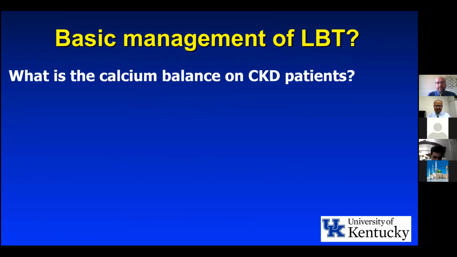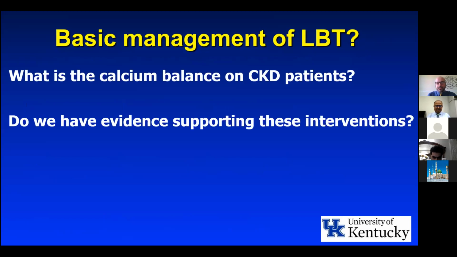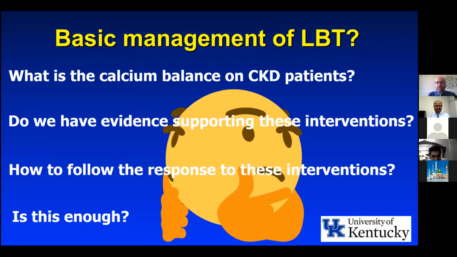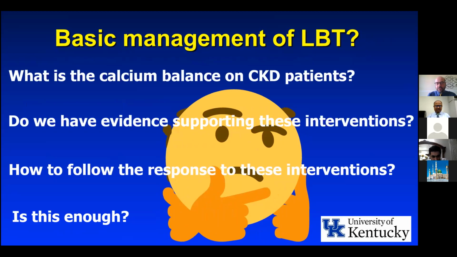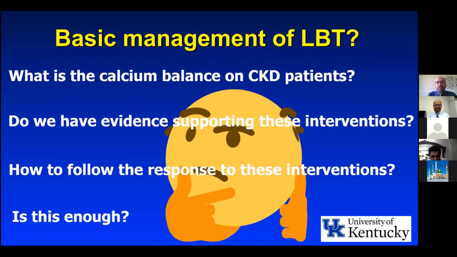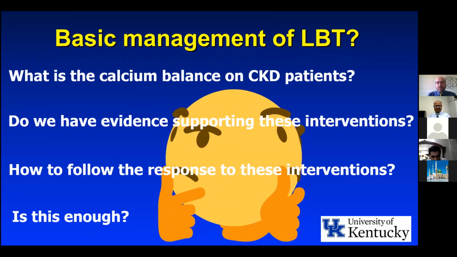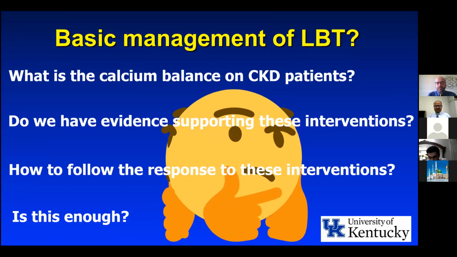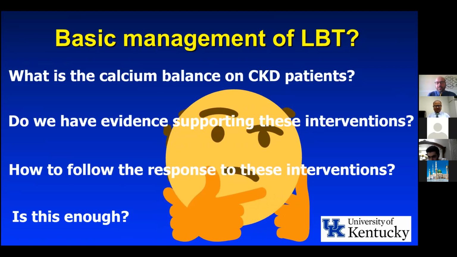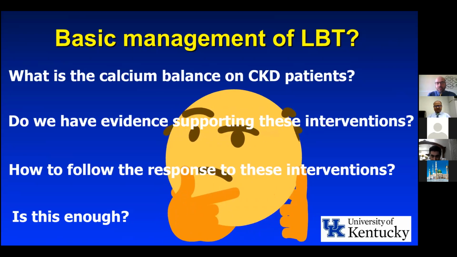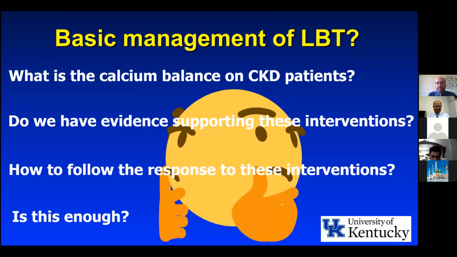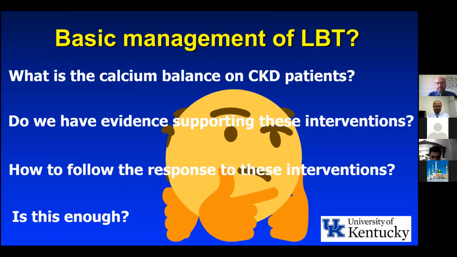Okay, the question is, we have to understand the calcium balance in CKD patients, especially in low turnover bone disease patients. The second question is, do we have evidence supporting this intervention? Do we know if we decrease calcium in dialysate or switch the calcium containing phosphate binders to non-calcium ones or stop the VDRAs, is it going to improve the bone health? We are going to discuss that too, and how to follow up. So we do this basic intervention: cut down on calcium intake, cut down on calcium in dialysate, stop the vitamin D analogs, but is it enough or not? We're going to discuss that.